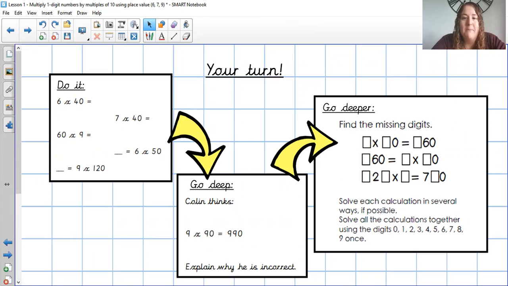And finally, your go deeper today is a missing digit question. See if you can solve the calculation in several ways and then see if you can do it using the numbers 0 to 9 only once. A huge good luck, off you go today, and just make sure you come back at the end for the learning pit.